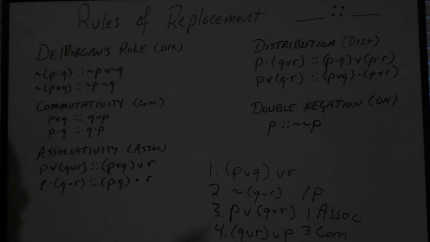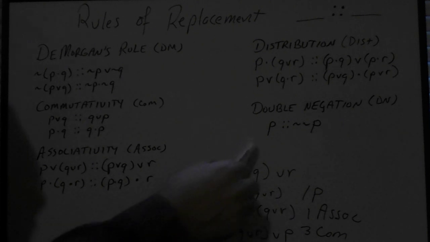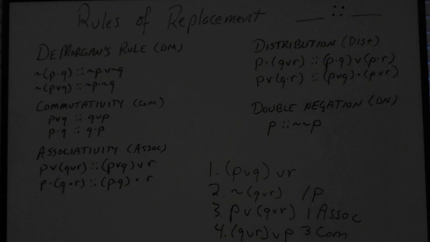And the last one is one you're already familiar with, and that's the idea of double negation, that P is the same as not not P. Two negatives cancel each other out, so the one is equal to the other.